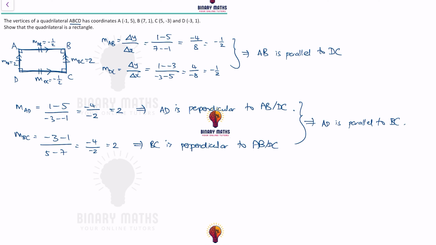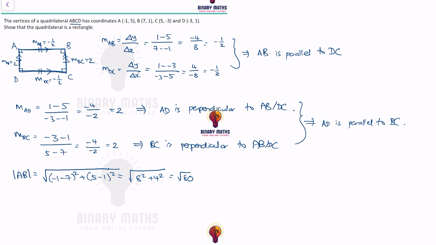So if I work out the length of AB using Pythagoras, so it's going to be -1 take away 7 squared plus 5 take away 1 squared, which gives me 8 squared plus 4 squared, which is square root of 80.